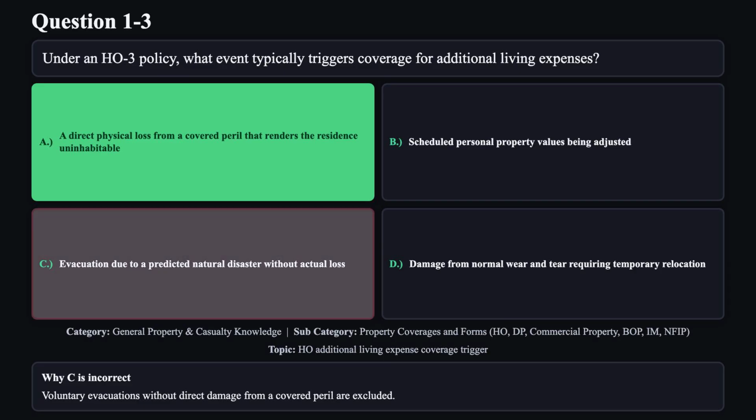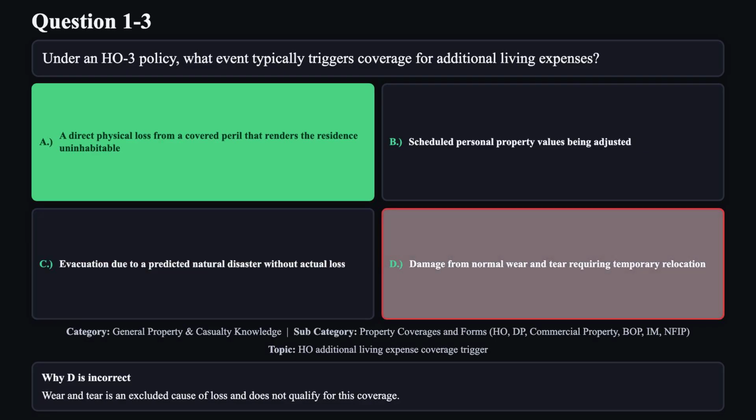Reason C is not correct. Voluntary evacuations without direct damage from a covered peril are excluded. Reason D is not correct. Wear and tear is an excluded cause of loss and does not qualify for this coverage.